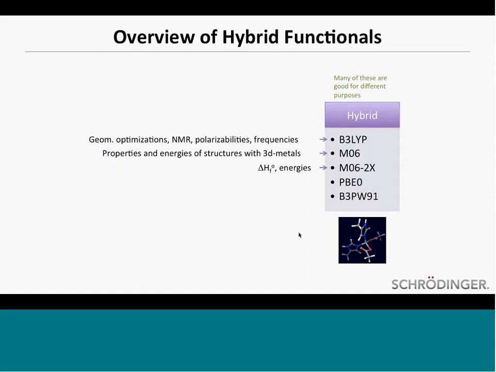So when do you want to use which? B3LYP remains really good for geometry optimizations, nuclear magnetic resonance, polarizabilities, and frequencies, whereas M06 remains really good for properties and energies of structures with 3D metals. And M06-2X is really good for calculating enthalpy of formation and energies.